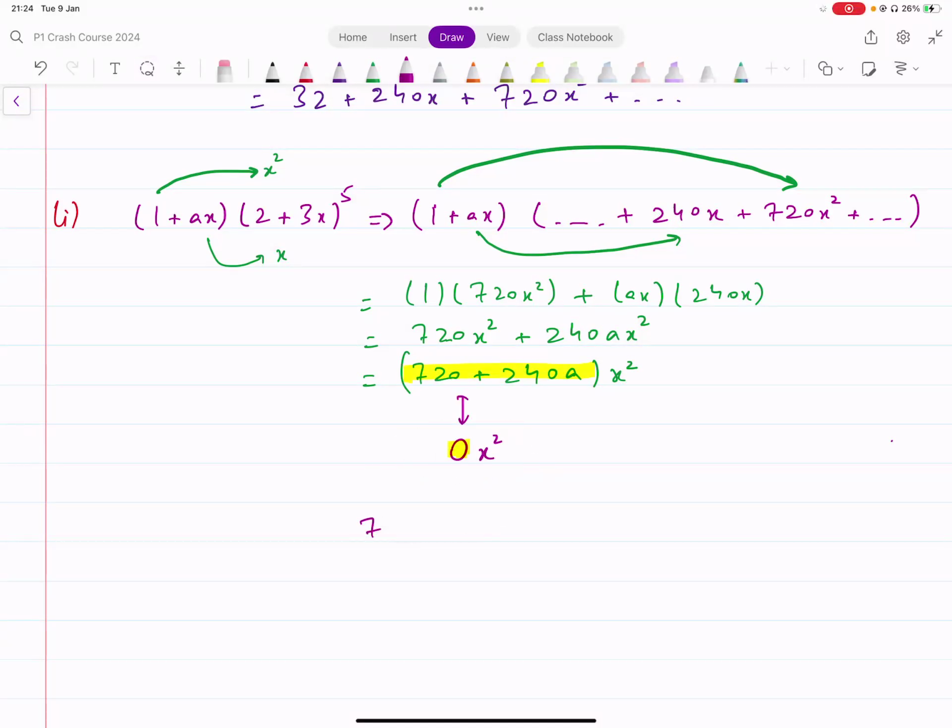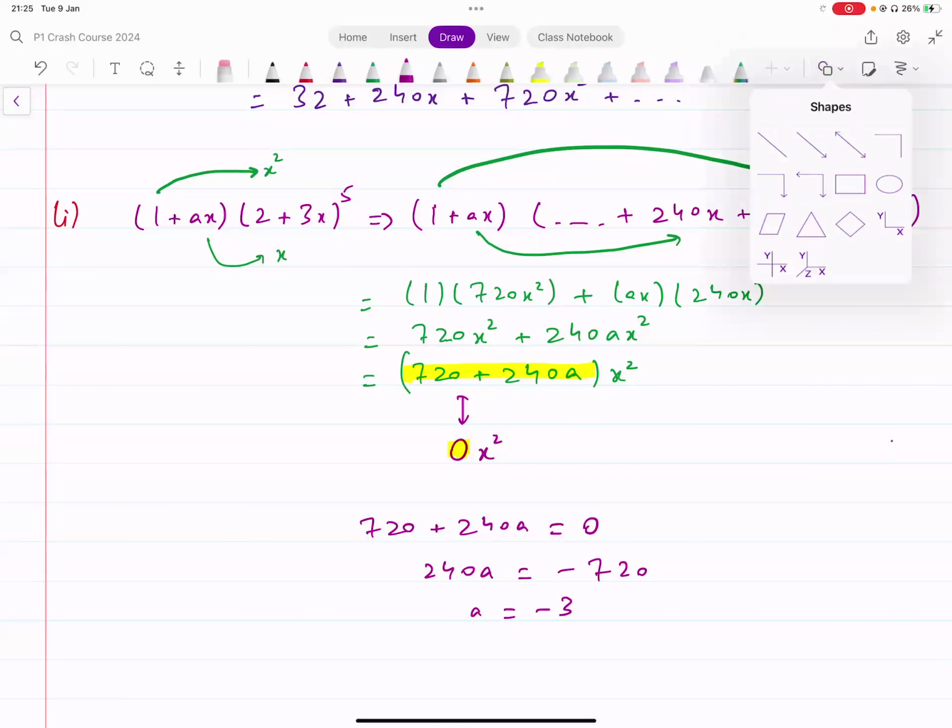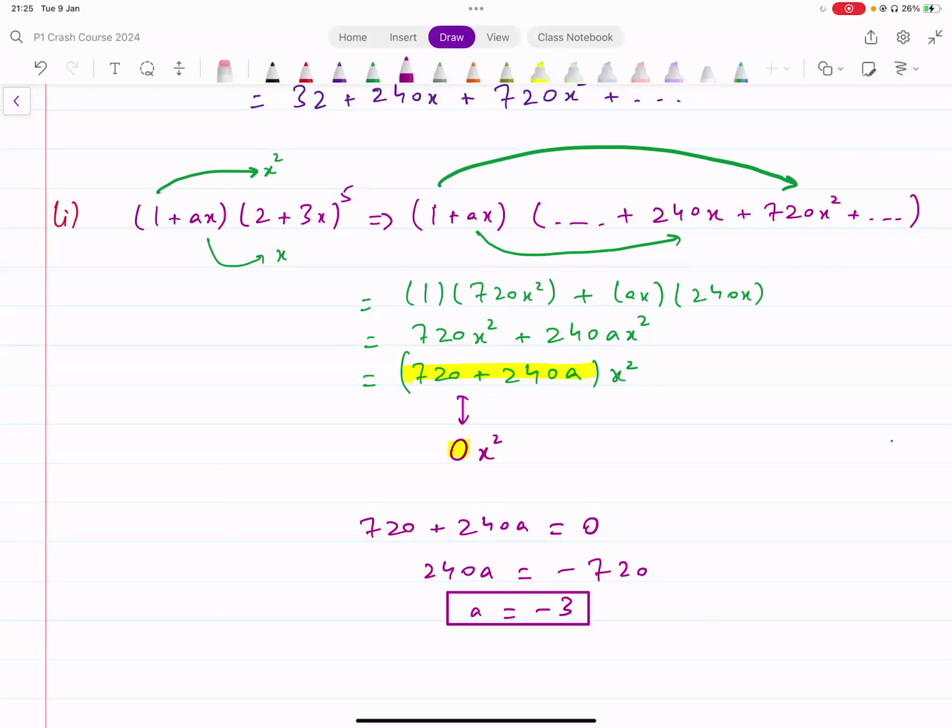Right? So we say 720 plus 240a. This has to be 0. And just find the value of a from this. What do we get? 240a equals minus 720. The value of a turns out to be minus 3. That is what we were looking for. Yeah, so that's correct. That's -3.